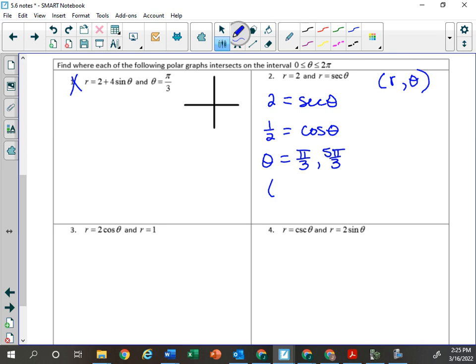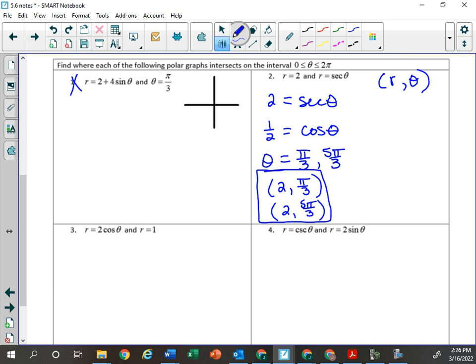You'd do pi over 3 and you'd plug in 5 pi over 3. So you've got these 2 answers, pi over 3 and 5 pi over 3. Either plug the theta value, like the pi over 3, back into the equation, or they kindly just tell us r equals 2.